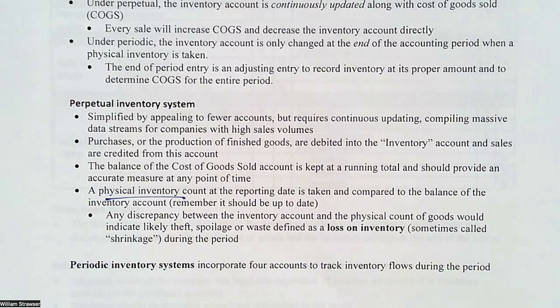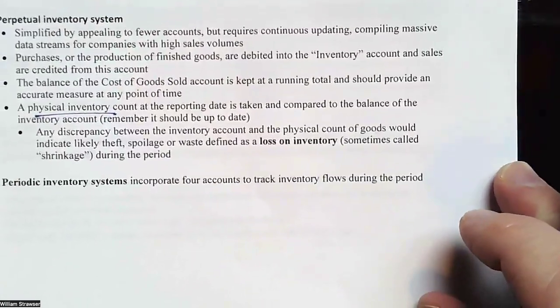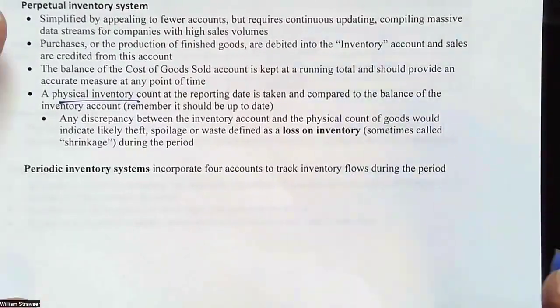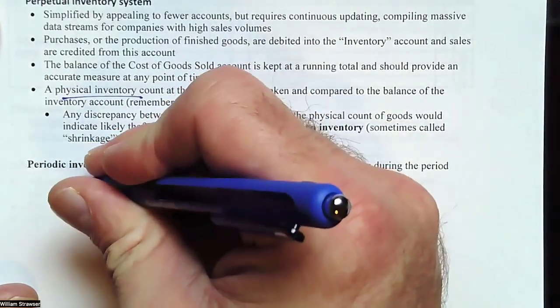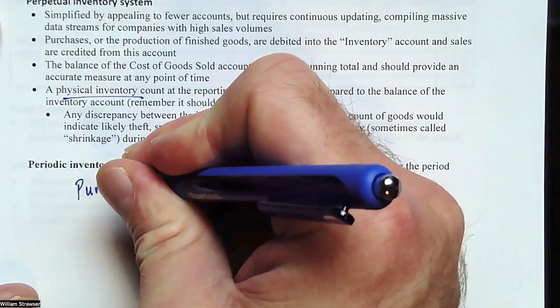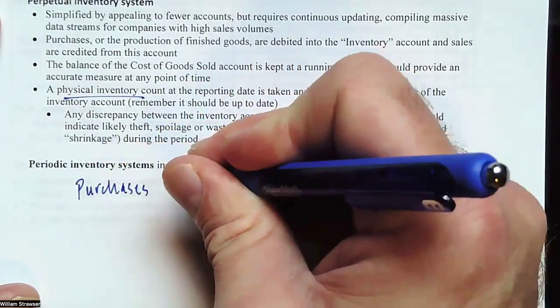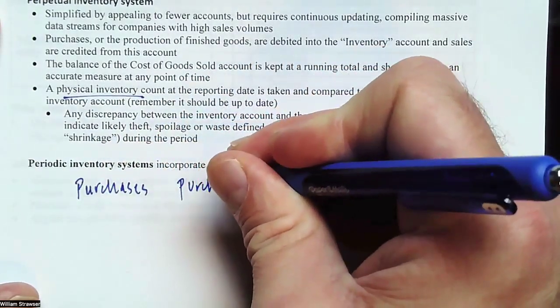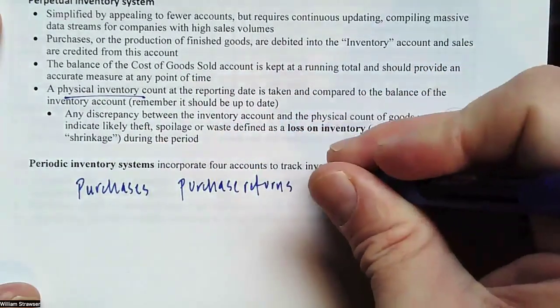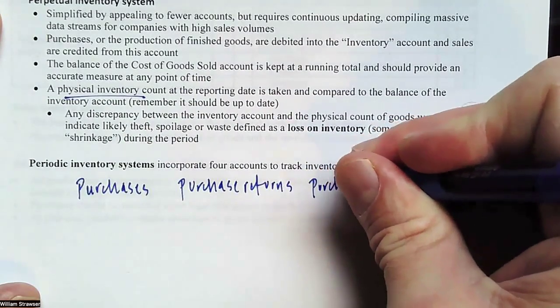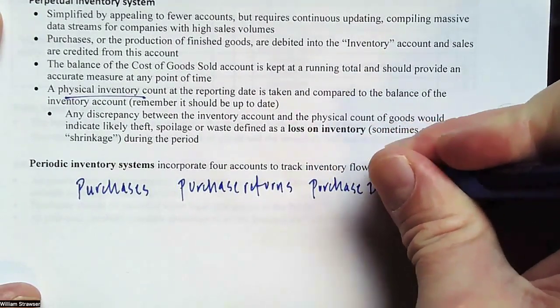Anything like that. With a periodic system, we have more accounts, not just inventory, but we actually incorporate other accounts. One account is the purchases account. We also incorporate a purchase returns account, a purchase discount account, and a freight account.